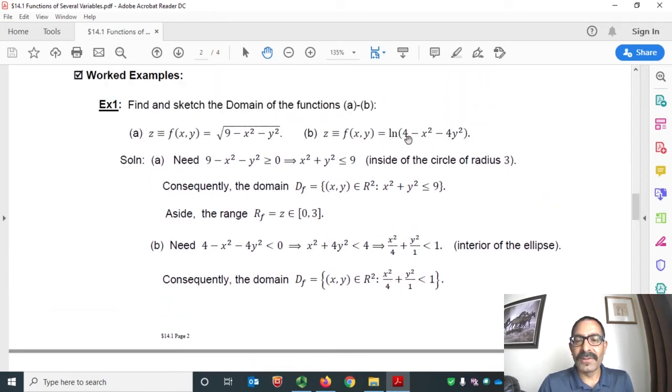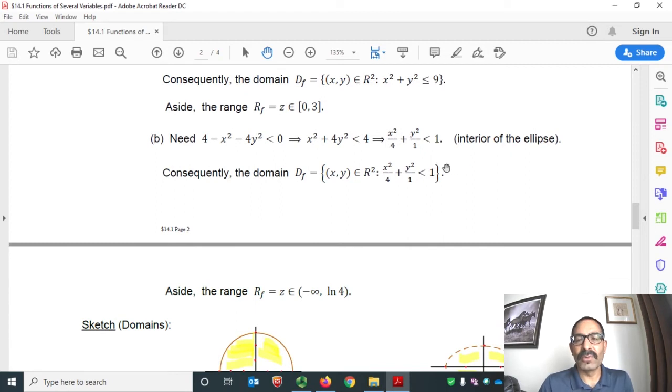To define the log function, this 4 minus x squared minus 4y squared has to be positive here. Oh no, y is negative. No, this should be positive here. So then my inequality here, x squared plus 4y squared is less than 4, then this is true. So only this is wrong here. So this has to be strictly greater. Then divide by 4, it gives us x squared over 4 plus y squared over 1 is less than 1. This is simply the interior of the ellipse.